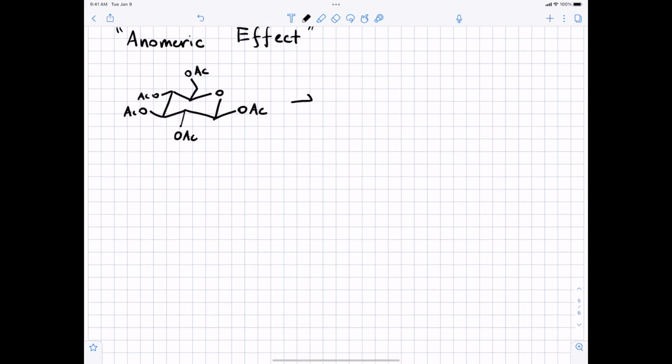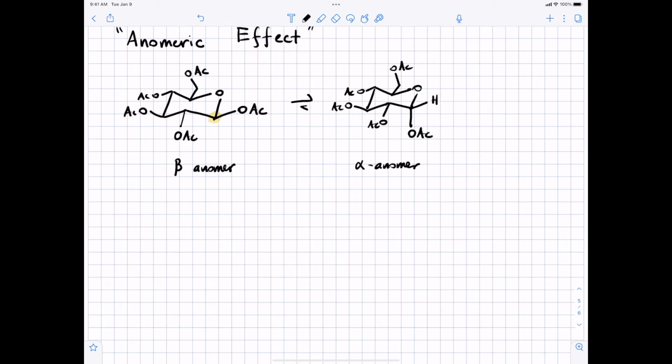And this exists in equilibrium. This is the beta anomer. Here is the anomeric carbon. That's the carbon that's bonded to two oxygens. That's the acetal carbon. And through a process called mutarotation, you can trade positions. It's just via equilibrium, and we won't talk about how that happens. You probably already know acetal chemistry. But basically, we can exchange from the alpha anomer to the beta anomer.